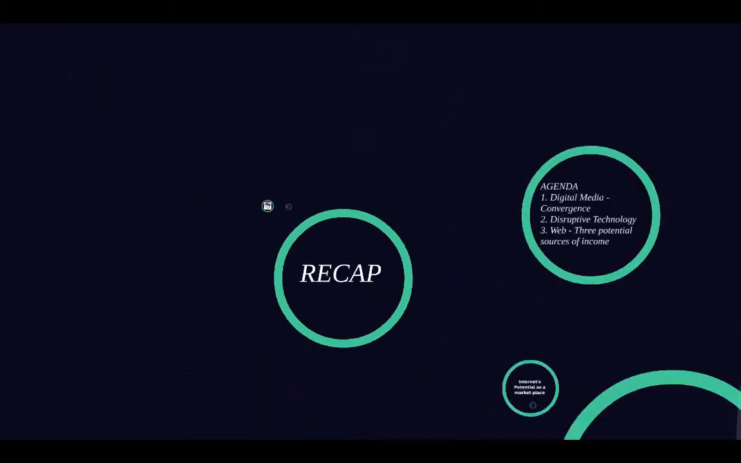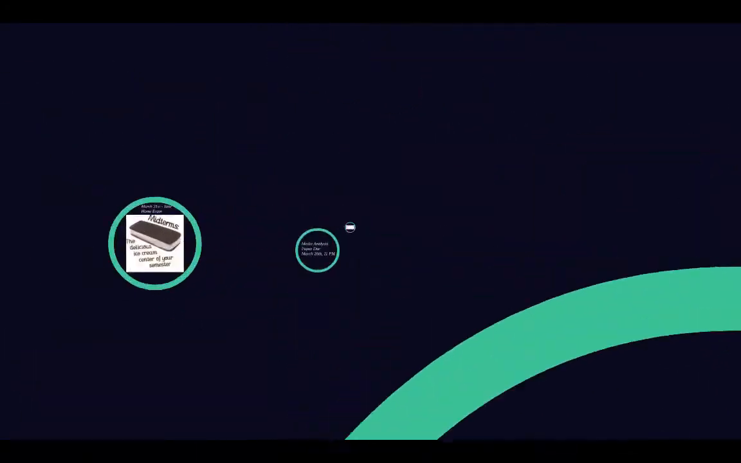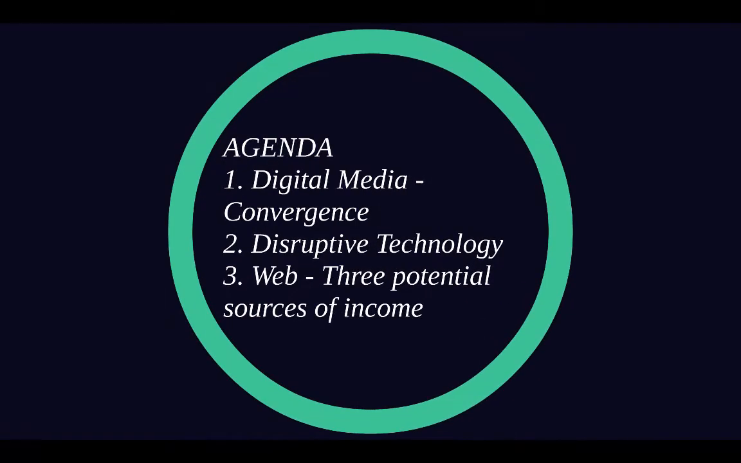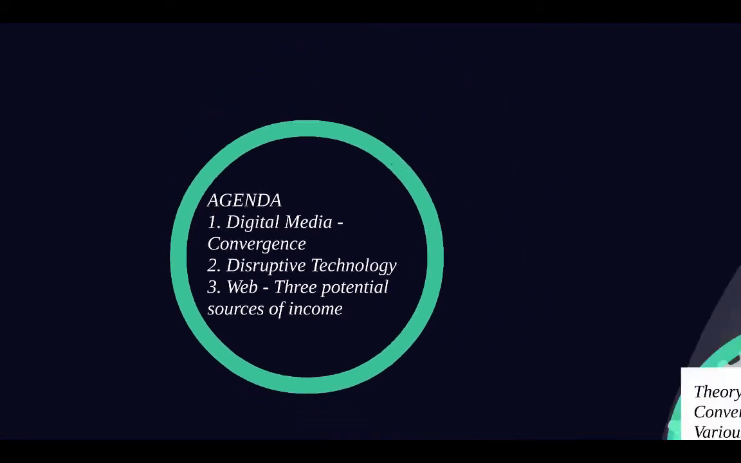So let's move on to the first slide, okay? This is my first slide, and basically the aim of this class is that we're going to look at the convergence aspect of digital media, we're going to look at the disruptive technology of digital media, and we're also going to look at the three potential sources of income through the world wide web. So let's get started with digital media.